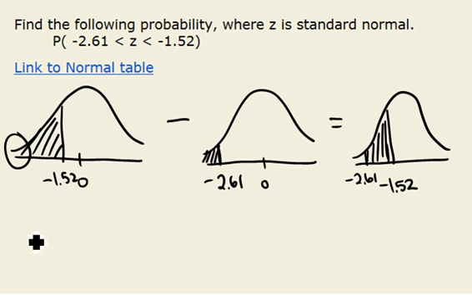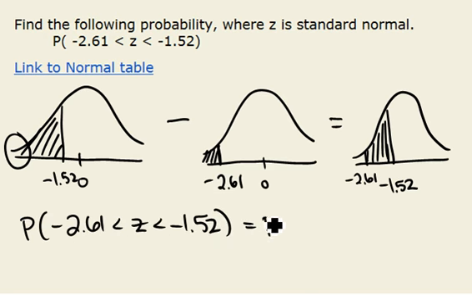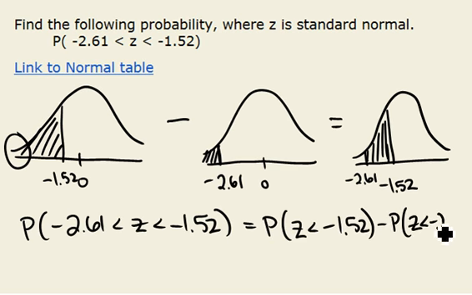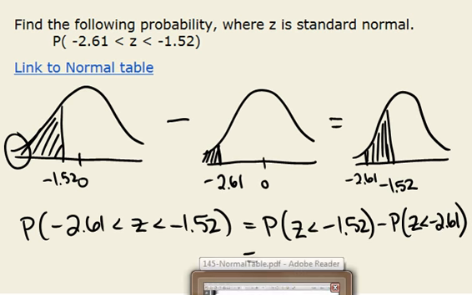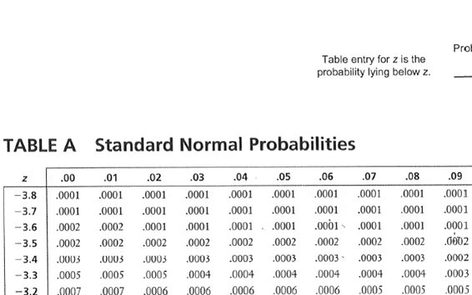So if you want the probability of being between two numbers, we take the probability of being less than the bigger number, which is here negative 1.52, and subtract off the probability of being less than the smaller number. And we can just look each of those up in the table. So we'll look for negative 1.52 and negative 2.61.